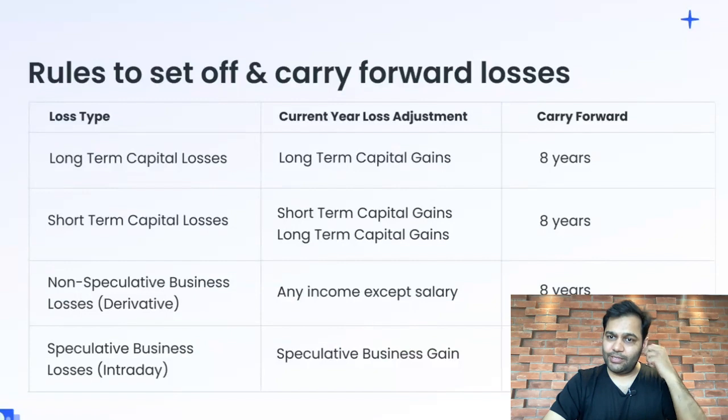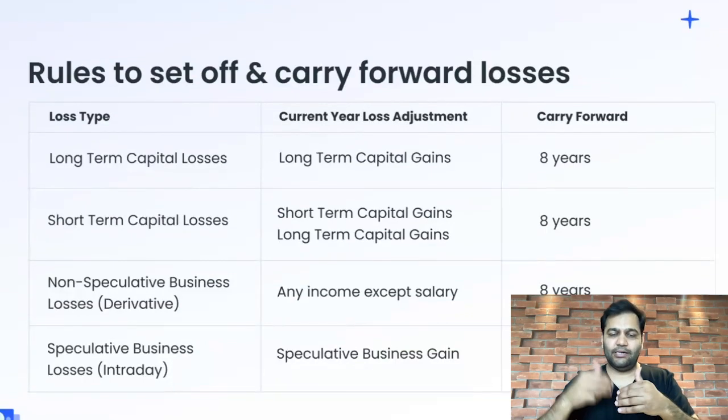Now the common question is, why is that, right? Because long-term capital gains are taxed at a lower rate, they cannot be set off against short-term gains, which are taxed at a higher rate. However, short-term losses can be set off against both short-term and long-term gains. Again, they can be carried forward for 8 years.